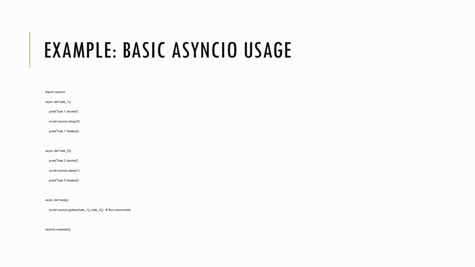Let's look at a simple example of how asyncio works. In this example, we have two tasks, task 1 and task 2. Both tasks start running concurrently. Notice how we use await asyncio.sleep to simulate an IO operation. This non-blocking operation allows task 1 to run while task 2 waits for 1 second before finishing. Meanwhile, task 1 continues its execution and completes after 2 seconds.